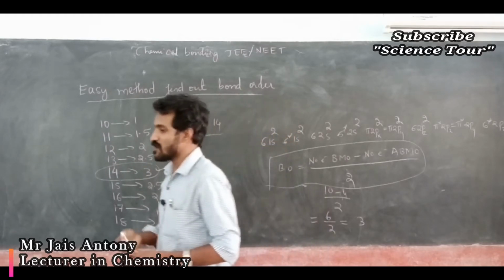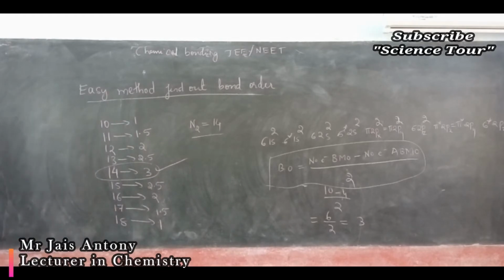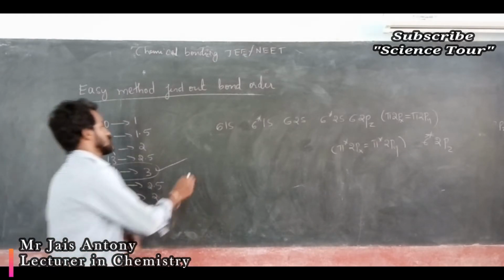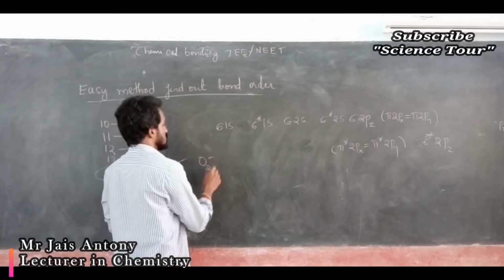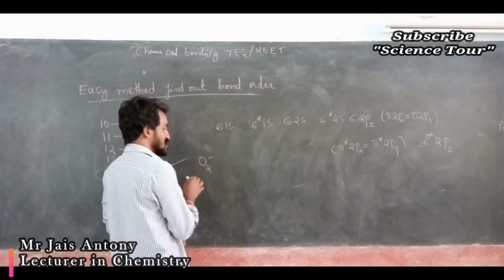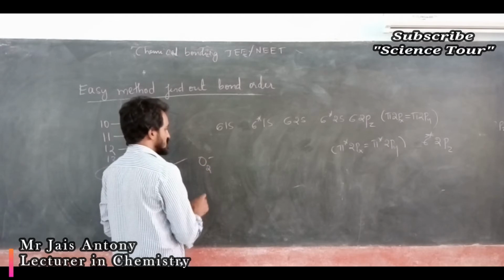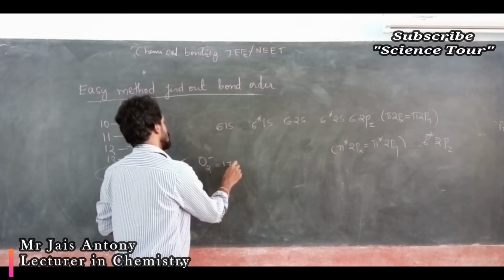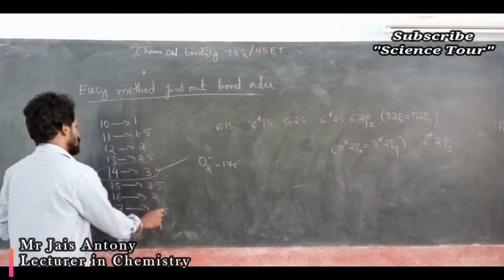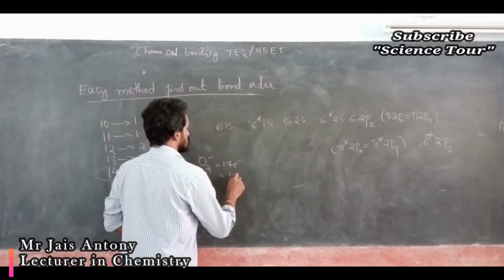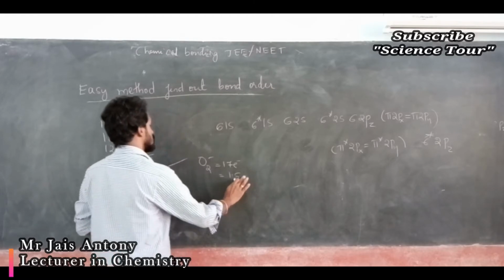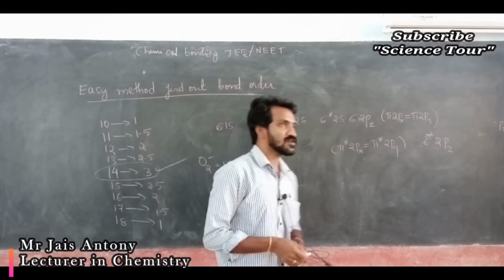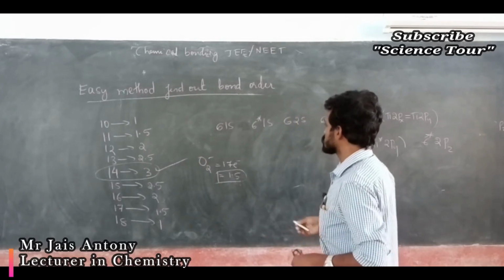So, one more example I will discuss, my dear students. Now we will take the compound O2 minus. O2 minus can be predicted very easily: 8 plus 8 is 16, 16 plus 1 is 17 electrons. 17 electrons gives how much? 1.5 bond order. Okay. So we will check whether it is correct or not by substituting in the formula.